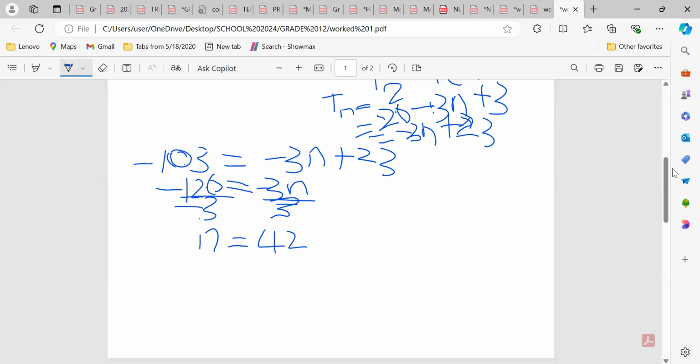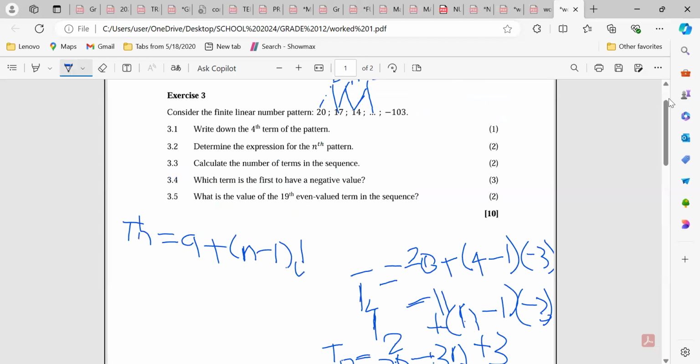Next question: which term is the first to have a negative value? First term that will be negative. So now what I did here, okay, sharp. So here now I have minus 3n plus 23.